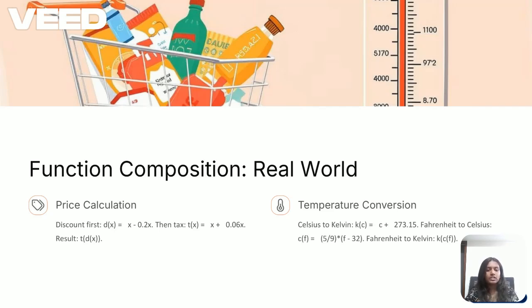We can also use it in temperature conversions like Celsius to Kelvin, Fahrenheit to Celsius, and Fahrenheit to Kelvin. For Celsius to Kelvin, we use K(C) is C plus 273.5, whereas Fahrenheit to Celsius is known as C(F) is 5 by 9 into (F minus 32). Then Fahrenheit to Kelvin is known as K(C(F)).